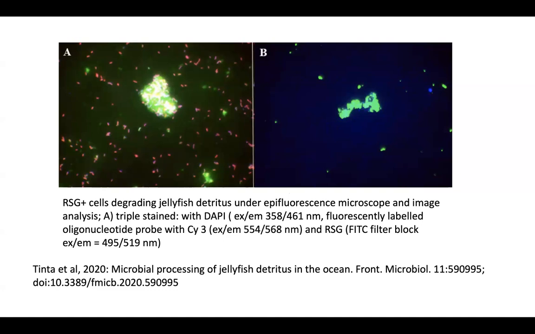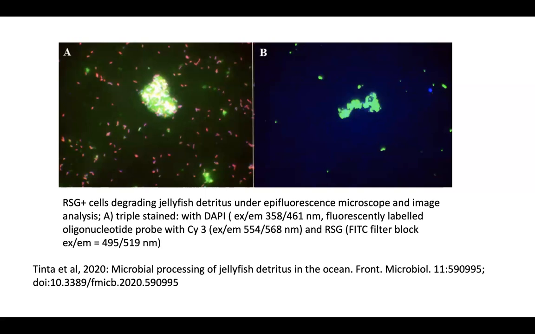So you can use all kinds of different staining techniques. You can use oligonucleotide probes along with DAPI and RedoxSensorGreen, and you can do this with flow cytometry and cell sorting. You can do sequencing afterwards to get phylogenetic information on the respiring communities.